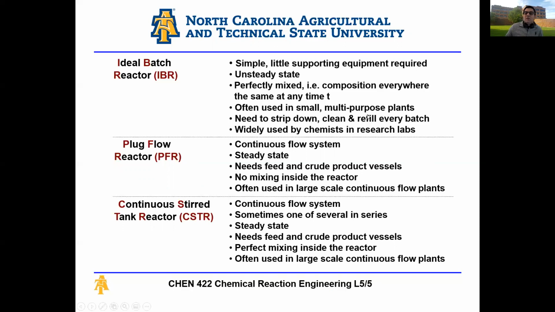It's often used in small multi-purpose plants, for example, specialty chemicals manufacturing facilities, facilities which make active ingredients for pharmaceuticals. They like to use these small batch reactors because you want to make a very specific product with a very specific concentration, and you might want to make another product, but your procedure is the same. So you have an ideal batch reactor. You need to strip it down, clean it, refill it every batch because it's a batch process. It's not a continuous process. So I can't basically just zip nitrogen through it or something to clean it. I have to strip it down, disconnect it, clean it, put it back together.